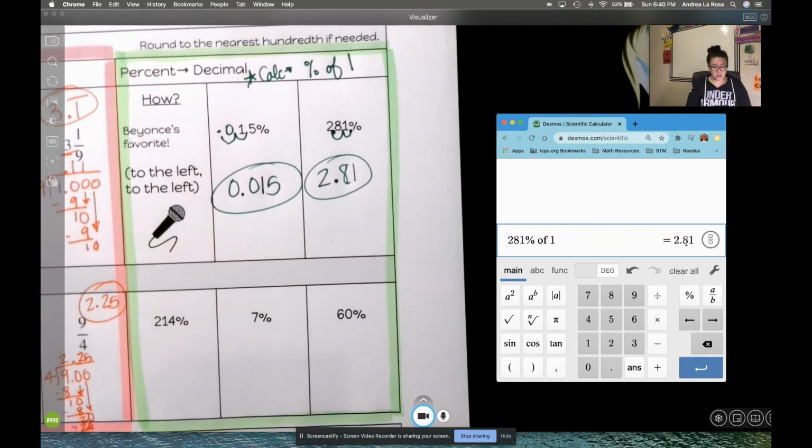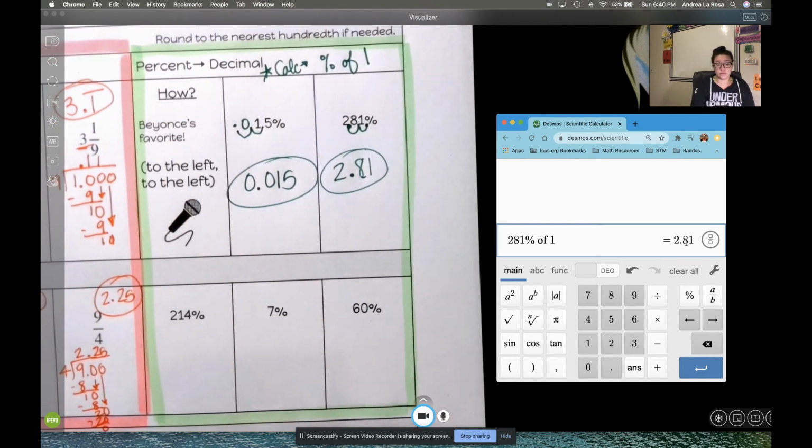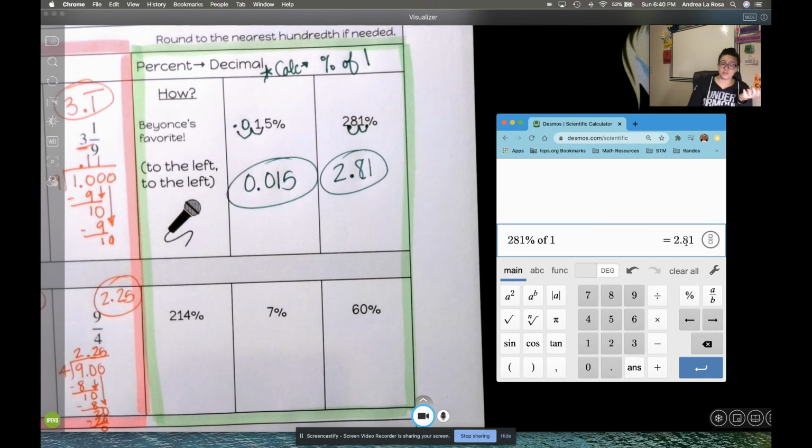So go ahead, try these next 3 on your own, either the calculator or the Beyonce trick, whatever makes your heart happy. Try those 3 for me. Pause the video. When you have your answer, put an X in the chat. Don't type the numbers. We want everybody to have a chance. Type an X in the chat, and then we'll check. Good luck.